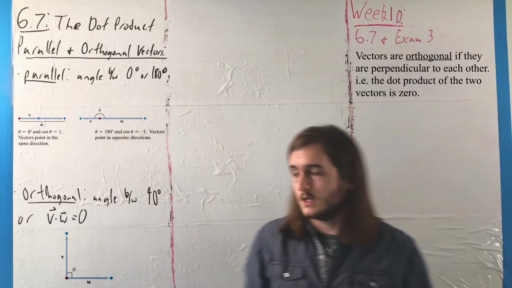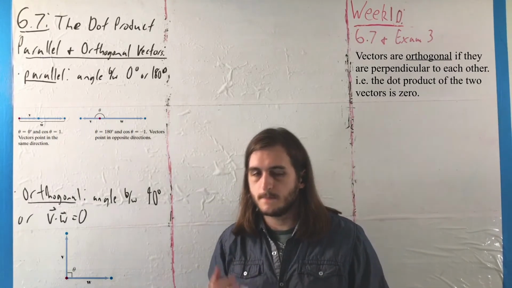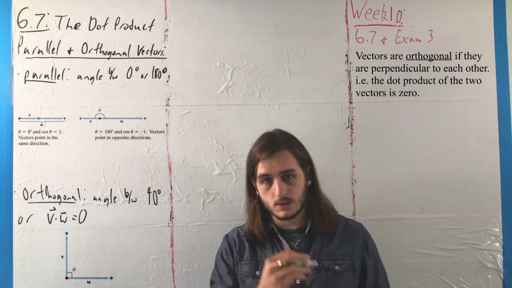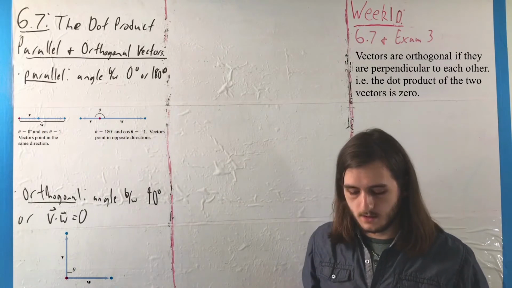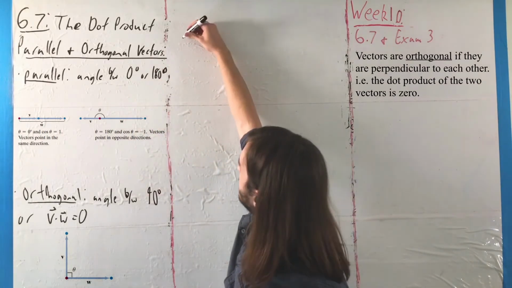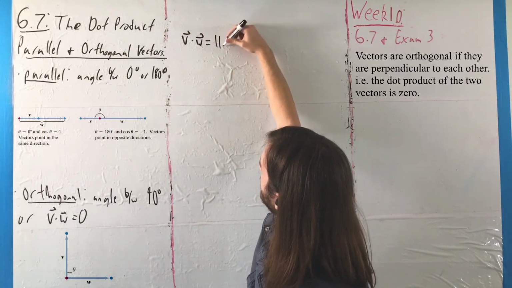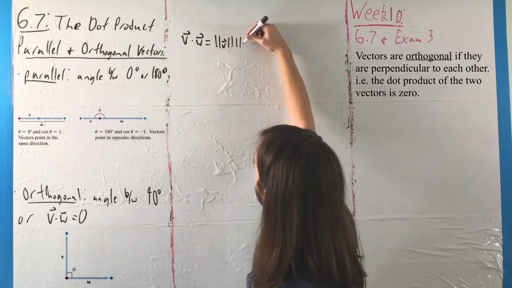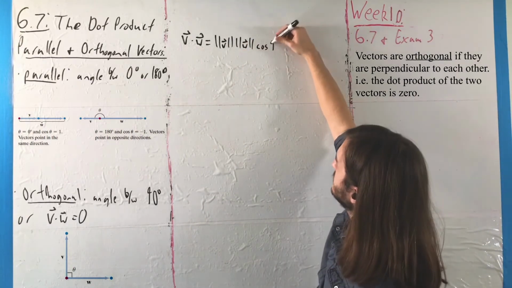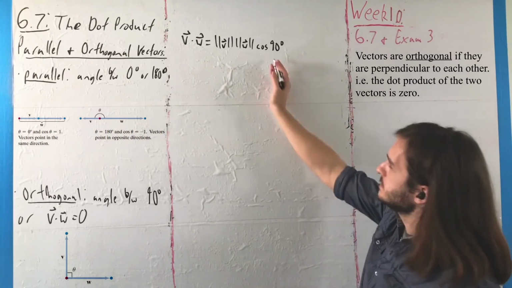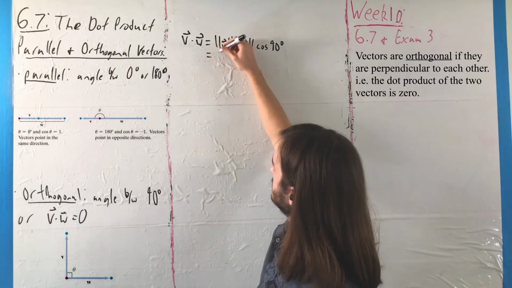For us, though, what we focus on with orthogonal vectors is that if two vectors are orthogonal, we must have that their dot product is 0. And you can see that as a direct result of our alternate formula for the dot product, where if we have v dot w, we'll have the magnitude of v times the magnitude of w times cosine of the angle between them. And if the angle between them is 90 degrees, or pi over 2 radians, then that cosine will go to 0, and so this whole term will go to 0.